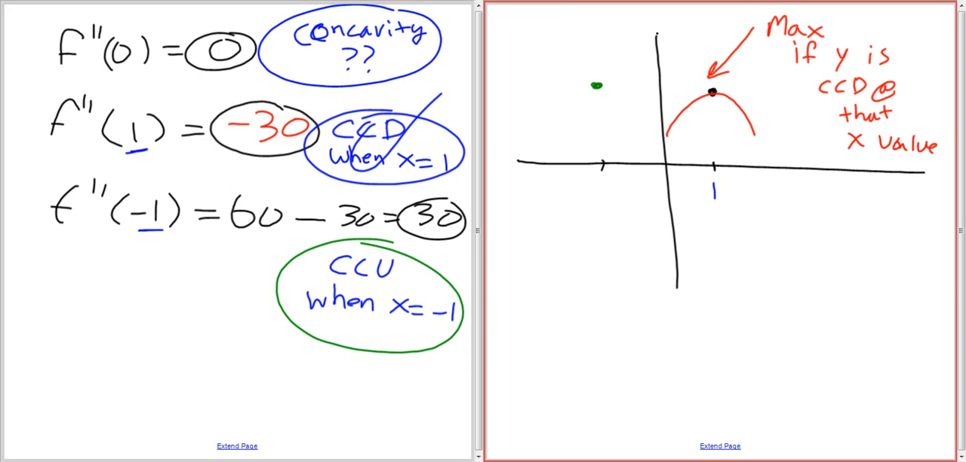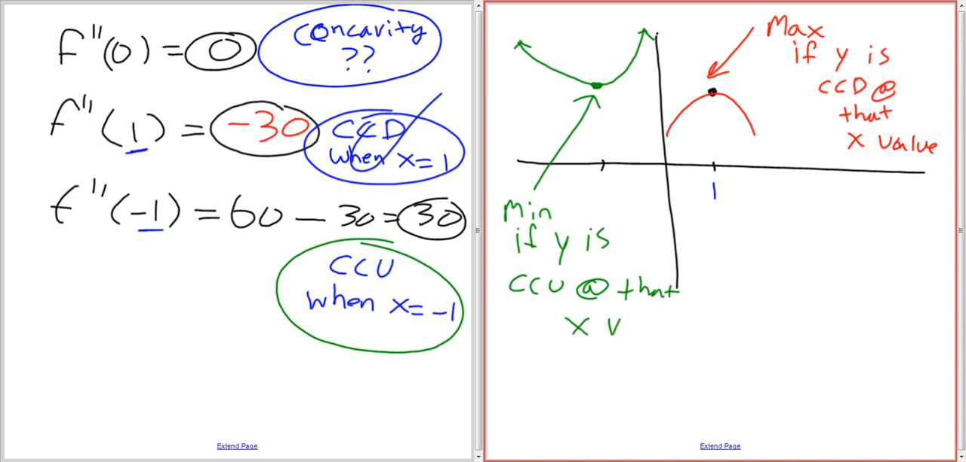And I know the graph is concave up, so is the graph like this, or is the graph like this? Concave up would mean the graph is like this, right? And if the graph is concave up here, well then that means that this is going to be a local minimum, right? It has to be. So we have a min if y is concave up at that x value.